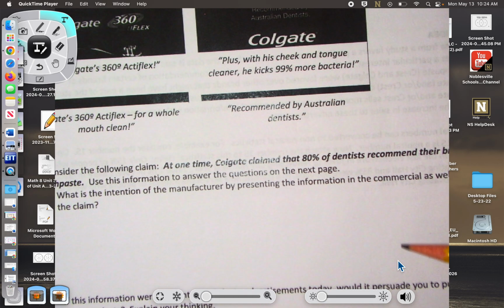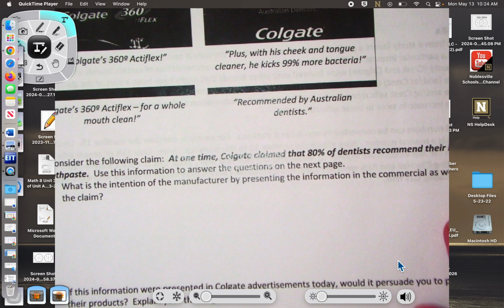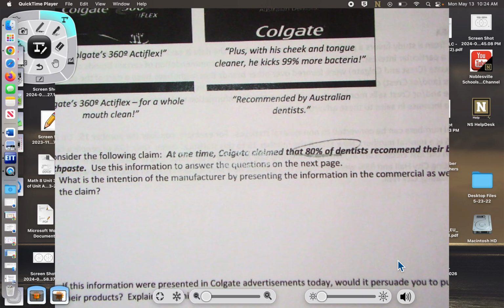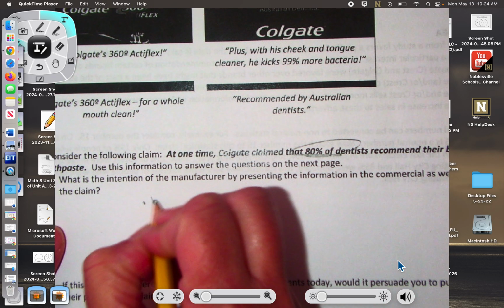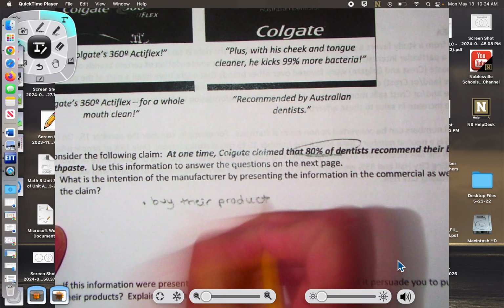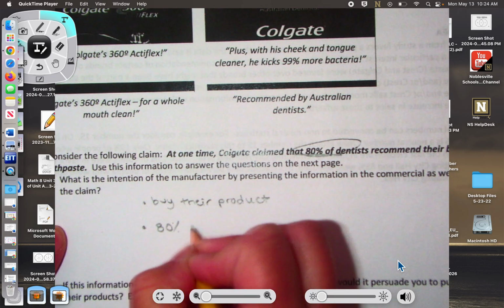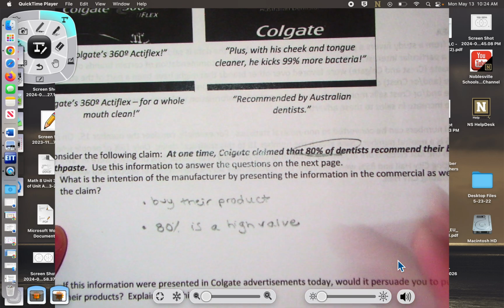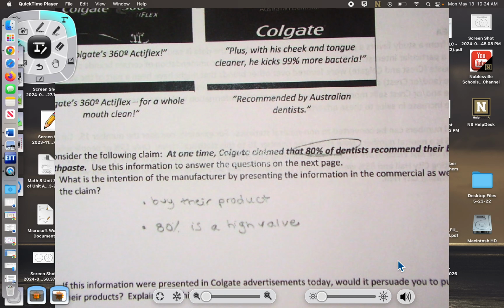What is the intention of the manufacturer by presenting the information in the commercial as well as the claim? So why would a company advertise that 80% of something recommended it? Well, they want people to buy their product. Okay, also 80% is a high number. So they're thinking, if you see that 80%, you will automatically think, oh, then it must be really good if 80% of dentists recommended their brand. Okay. If the information were presented in Colgate advertisements today, would it persuade you to purchase their products?